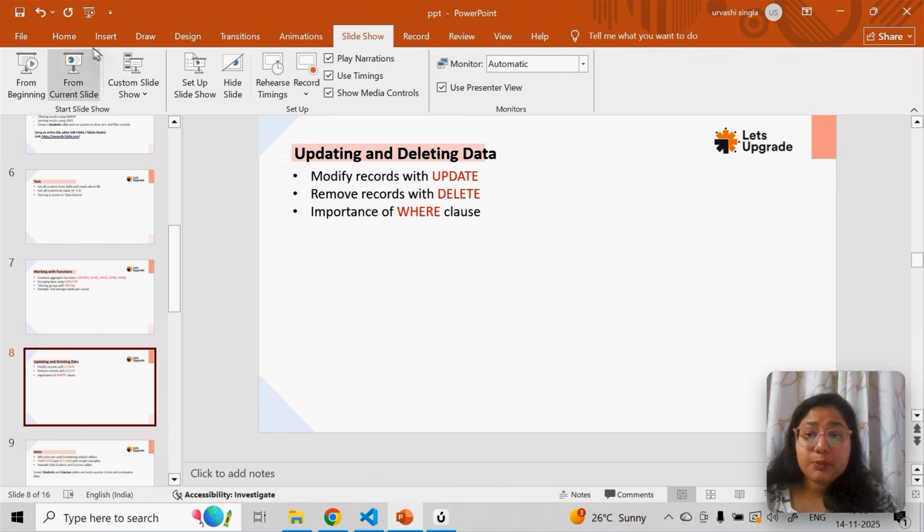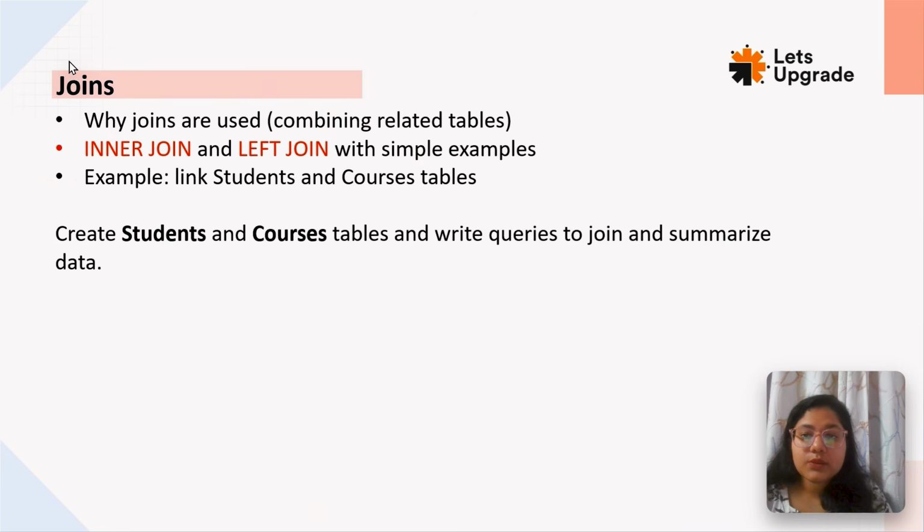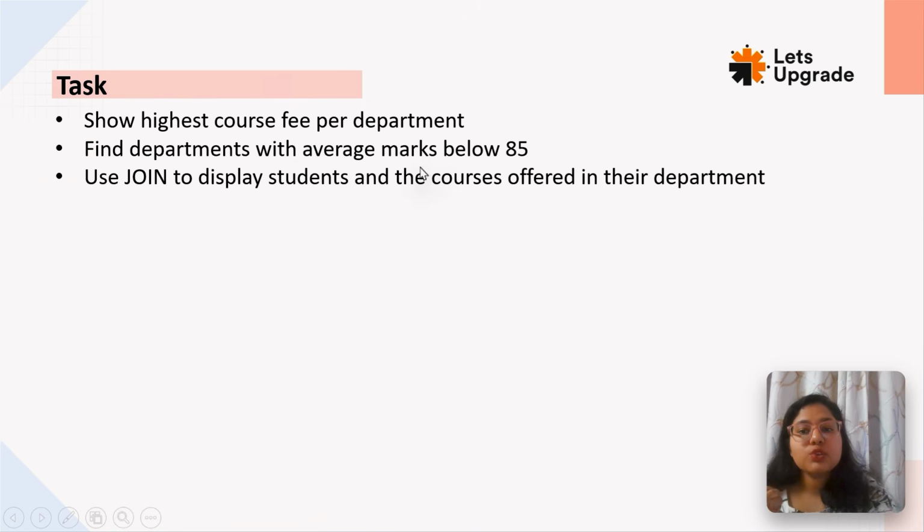Now based on this, these are some tasks you guys can do. You can show the highest course fees per department. You can find departments with average score or marks greater than 85, or you can use a join to display students and courses offered in their department. So this is the next part that you guys can practice. Let's move on to the next part now.